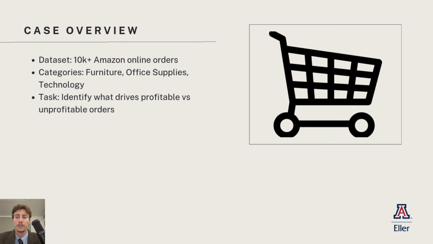The case overview. Our dataset contains over 10,000 Amazon online orders across three main categories: furniture, office supplies, and technology. The goal is to identify what drives profitable versus unprofitable orders, and then translate those results into business recommendations.